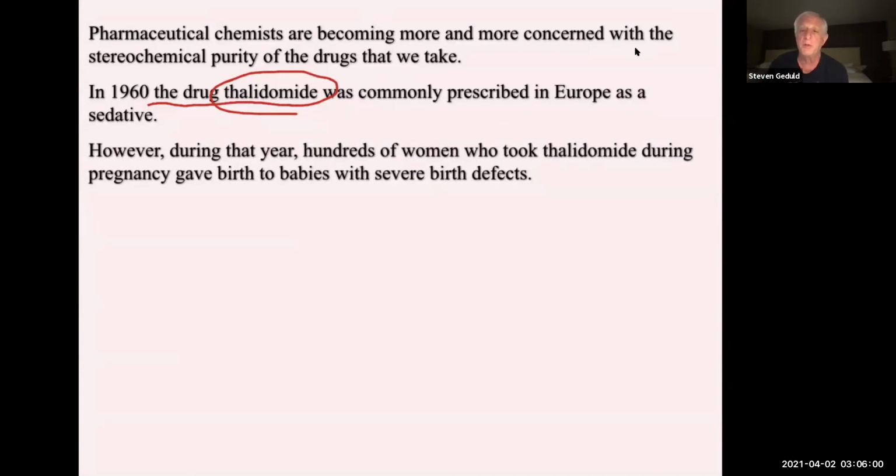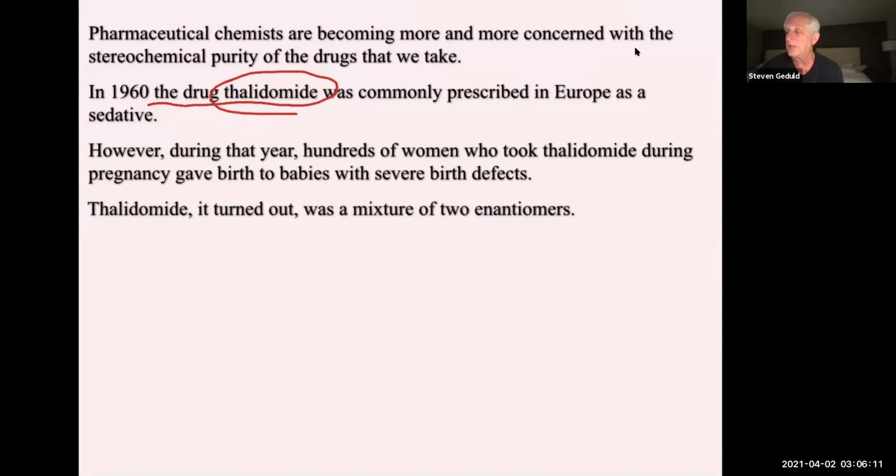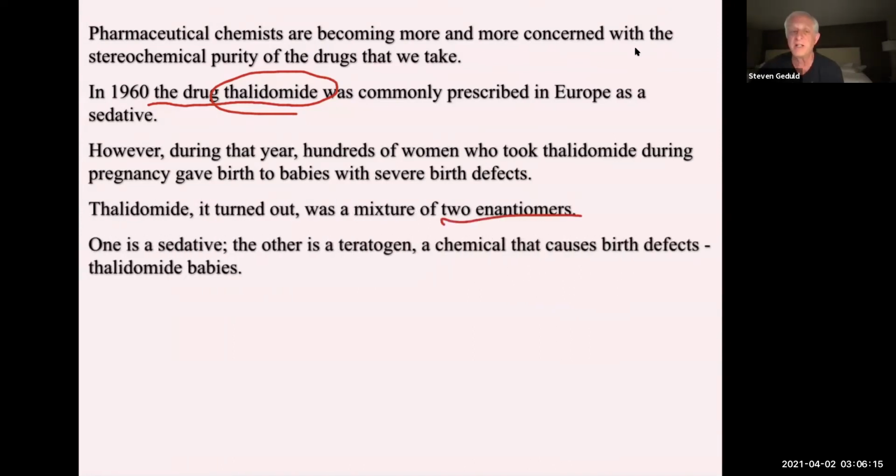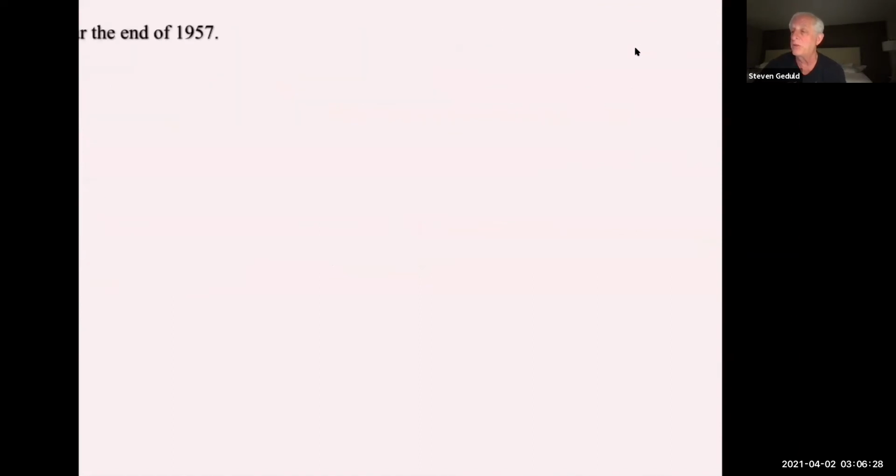However, during that year, hundreds of women who took the thalidomide drug during pregnancy gave birth to babies with severe birth defects. Those are thalidomide babies. It turns out it was a mixture of two enantiomers. One is a sedative, the other is a teratogen. Teratogen means a chemical that causes birth defects. That's what teratogen means. These are referred to as thalidomide babies. They have no arms. Thalidomide was approved for use near the end of 1957.